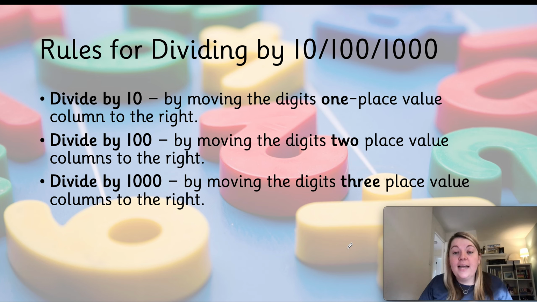So to divide by 10, when we're dividing, we're always moving to the right because the numbers are getting smaller because we're sharing. Divide by 10, 1 place value column. Divide by 100, 2 place value columns. Divide by 1,000, 3 place value columns.